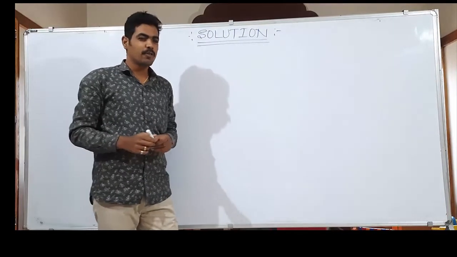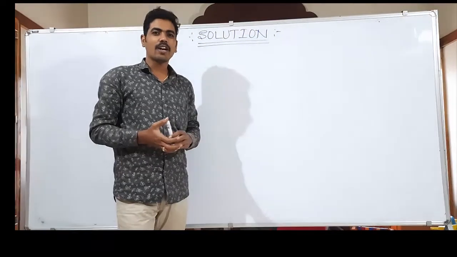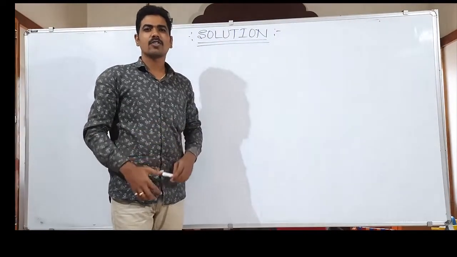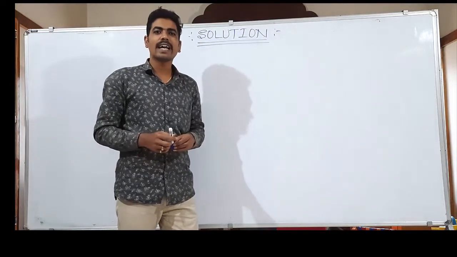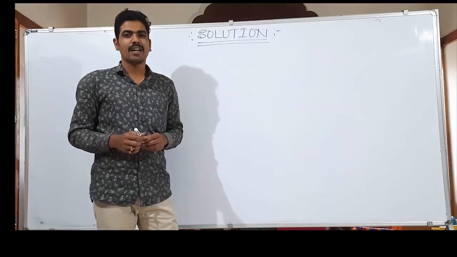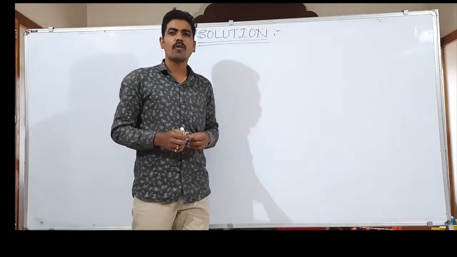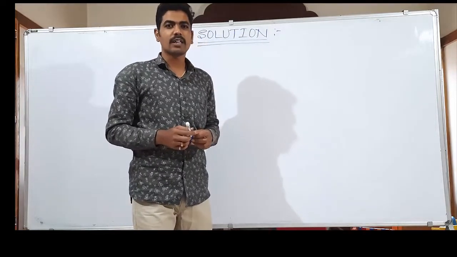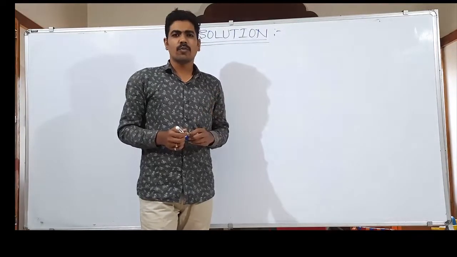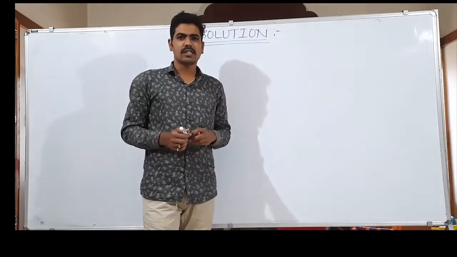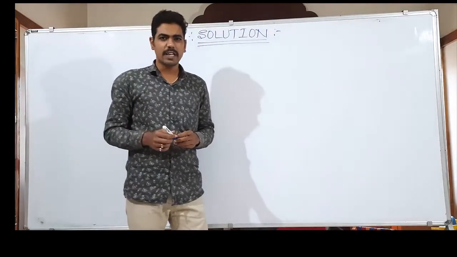So in previous video, we discussed the ideal solutions and non-ideal solutions. Ideal solutions are the solutions which obey Raoult's law over an entire range of concentration. And non-ideal solutions are the solutions which do not obey Raoult's law over the entire range of concentration. And non-ideal solutions show two types of deviations. One is positive deviation and another one is negative deviation.